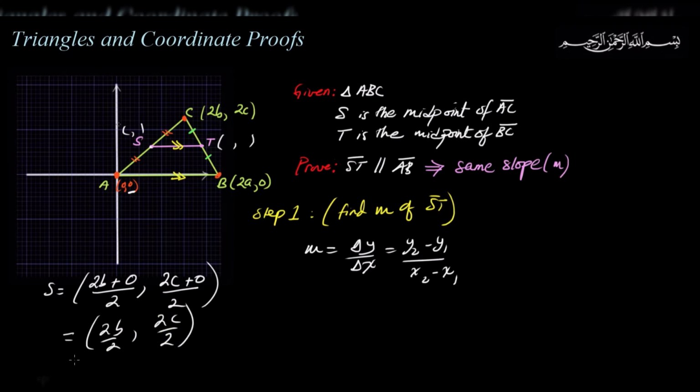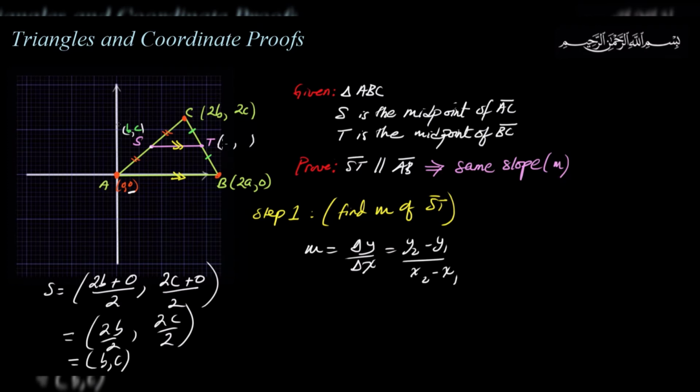And if you simplify this, s is just going to be b and c. Ha! That works out very nicely. So this ordered pair is in fact just b and c. In a similar way, we can find the ordered pair for t.